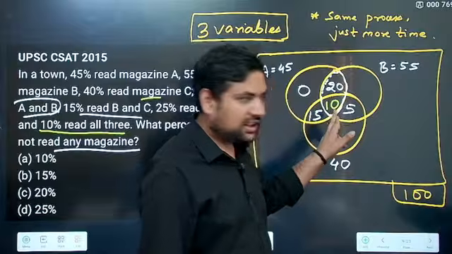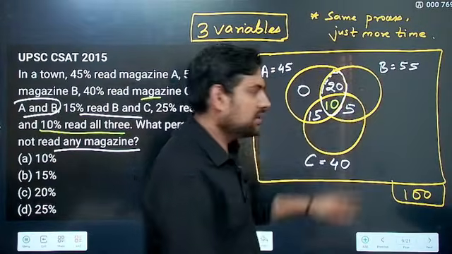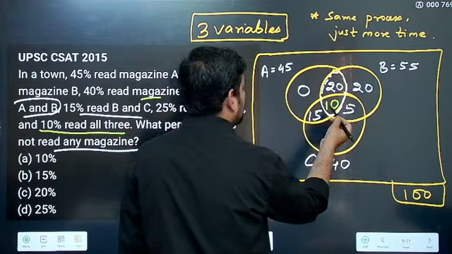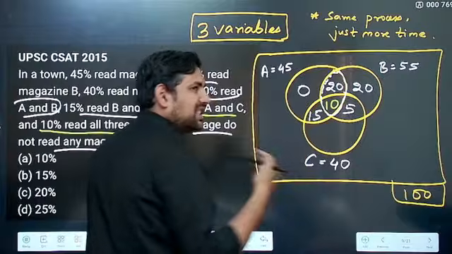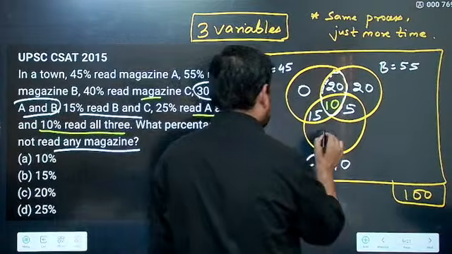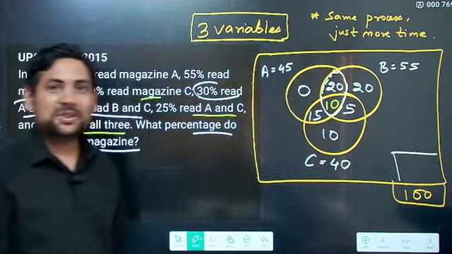Then 20 plus 10 is 30. 30 plus 5 is 35. This whole is 55. So this is what? 55 minus 35, that is 20. Then 15 plus 5 is 20. 20 plus 10 is 30. 40 minus 30 comes out to be 10. Now this blank you have to fill. This blank is equal to what?